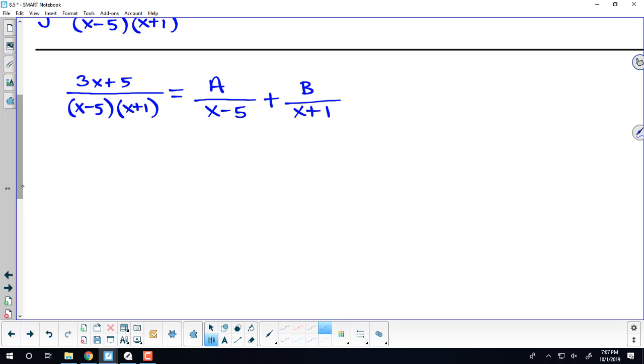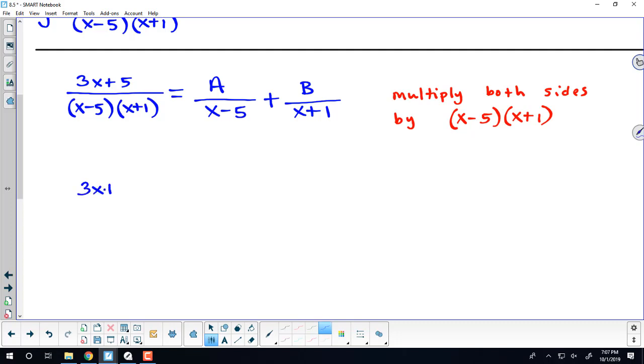So then how do we solve this equation for A and B? You multiply them all. Right, we're going to clear the fractions. So we're going to multiply through both sides by (x - 5) times (x + 1). Okay, so then that'll give us 3x + 5 over here equals A times (x + 1) plus B times (x - 5).